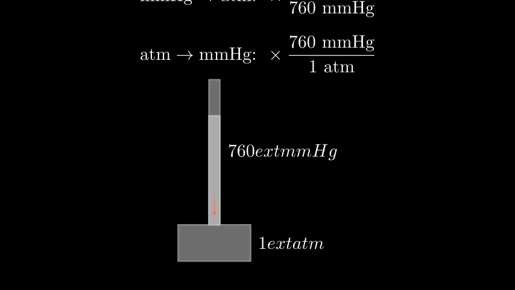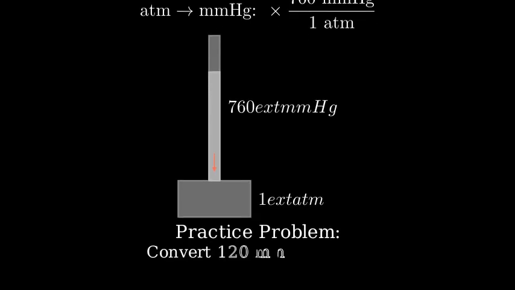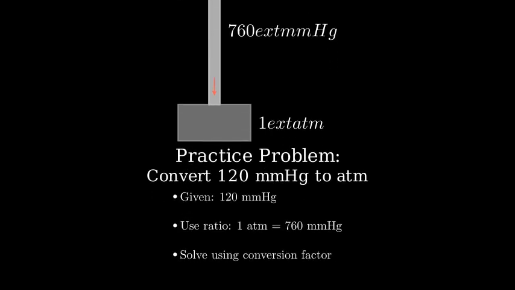Now, let's try a practice problem. A patient's blood pressure reading is 120 millimeters of mercury. Convert this to atmospheres. Let's solve this step by step. 1. First, we'll write down what we know. 2. Then we'll set up our conversion ratio. 3. Finally, we'll solve.